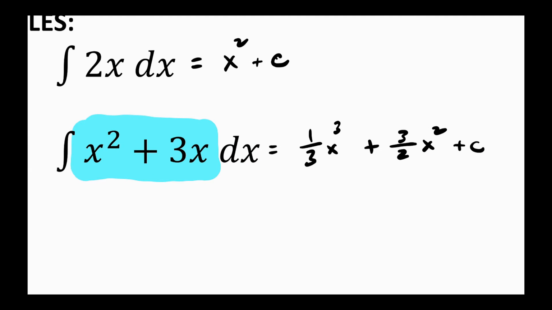But it took a while, right? Especially the second one. It took some brain crunching. And we don't want to have to do that every single time. We want a faster way, right? We want a power rule, just like we had with derivatives, right? That would be easier to do. So let's come up with one.